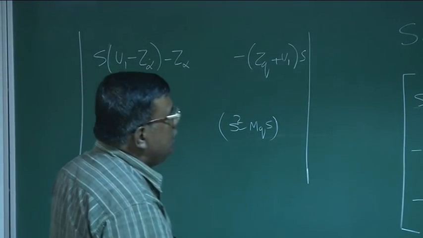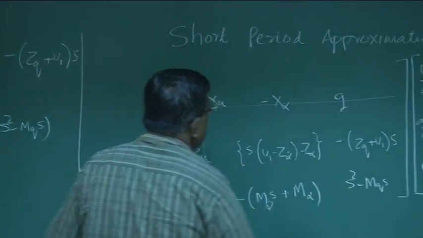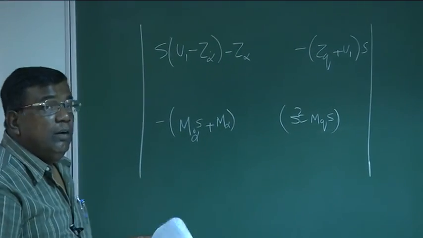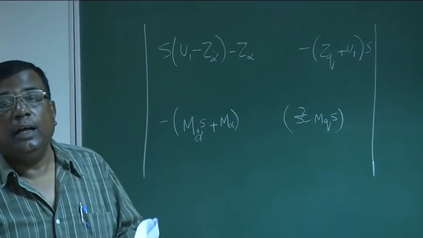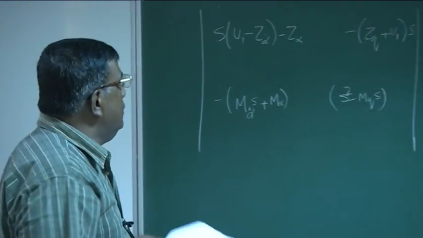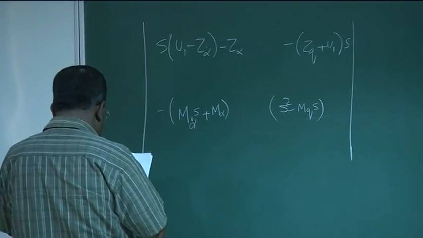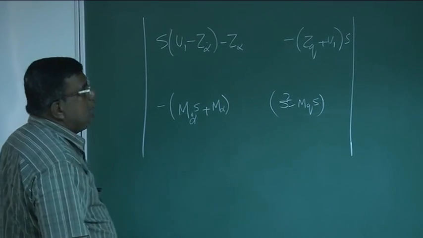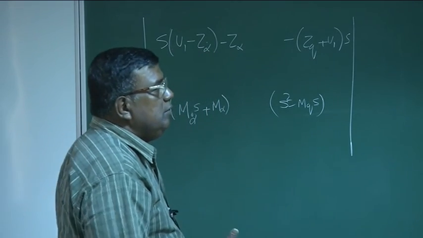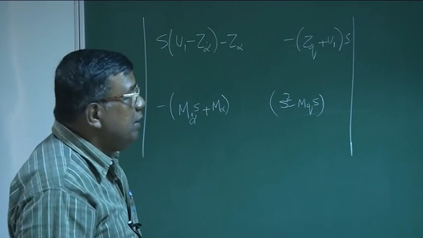Okay, so this stability matrix now gets reduced to this, and I am directly writing the determinant because I want to find the characteristic equation, and I know the determinant equal to 0 will be the characteristic equation, right? So if I write that, then I get an equation which you will see is very handy for a designer to design an airplane.